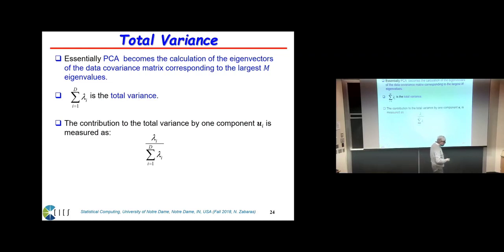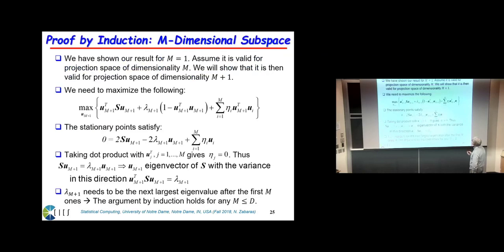So you can actually use that, if you like, as a criterion. You say, how much variance do you want to preserve in your data? And based on that criterion, you can figure out what is the optimal dimensionality that you want to use for your data.